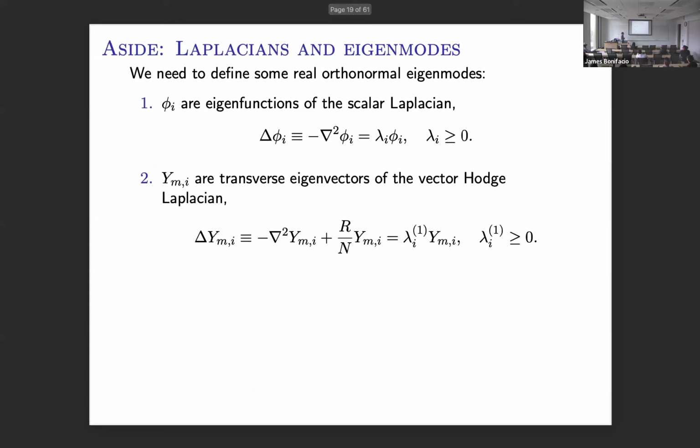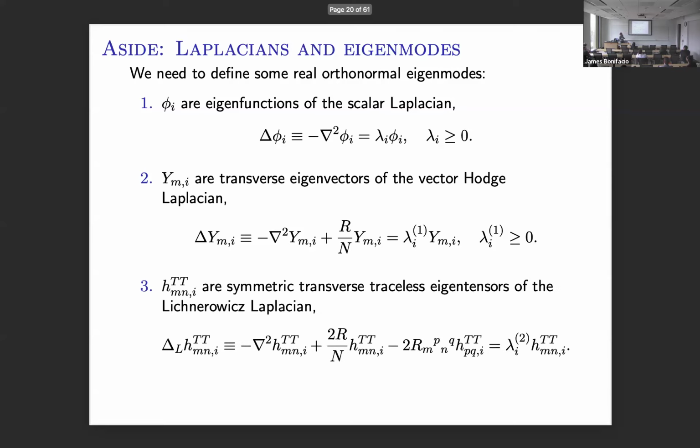I also need the eigenvectors of the one-form Hodge Laplacian. So this is the natural Laplacian on vectors. I'll denote these eigenvectors by y m. Remember, this was the vector index, and I is just a label. Furthermore, these are going to be transverse or divergenceless. So they satisfy an eigenvalue equation for this vector Hodge Laplacian, where the eigenvalues I denote by lambda I with a superscript 1. And these are non-negative.